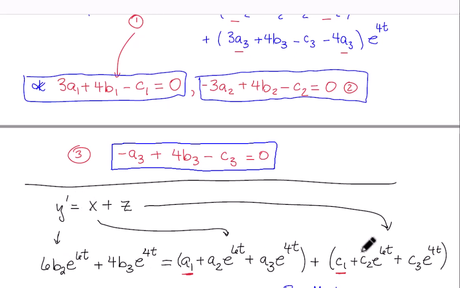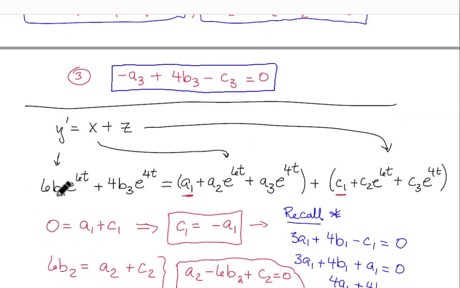Fill in everything I know about y prime and collect up everything and then see what matches. Now, looking at the left here, there are no lone constants. That says that a1 plus c1 must be 0 because there's none on the left. And so that says minus a1 is c1.